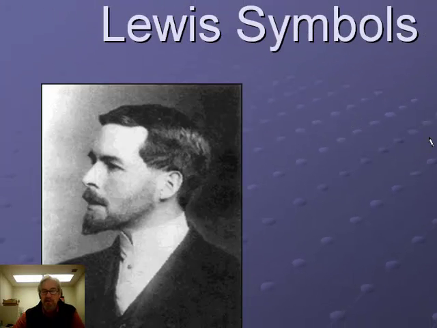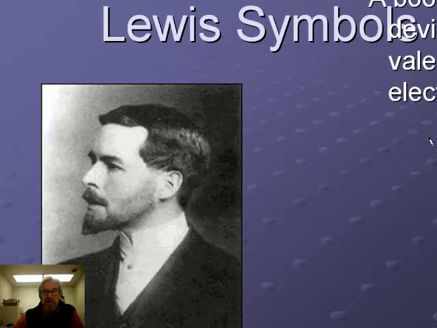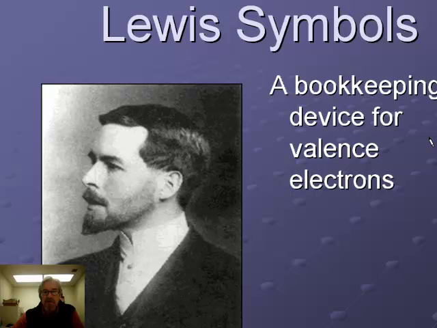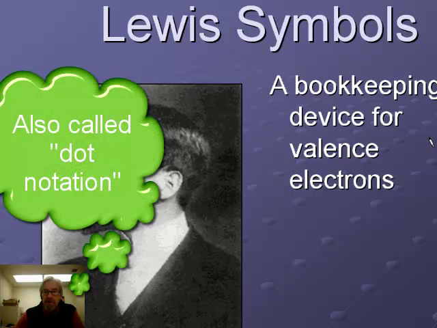A handy device for keeping track of this stuff is Lewis symbols. They were invented by G.N. Lewis, who's shown here as a young man. He was an American chemist who actually gave a lot of insight into organic chemistry. One of his contributions to chemistry is this bookkeeping device for valence electrons called the Lewis symbol. So it's a valence shell bookkeeping device, really is what it is.